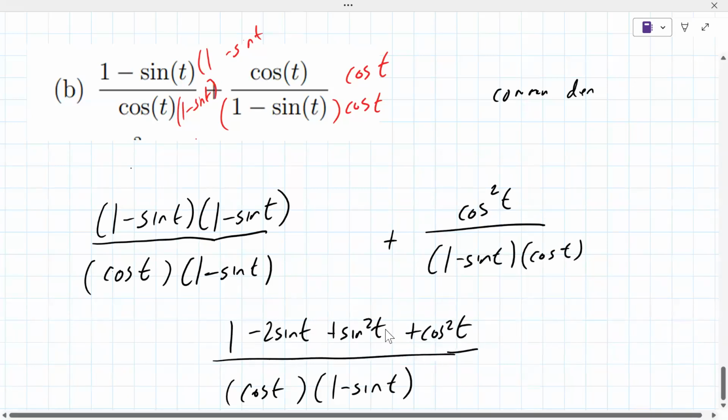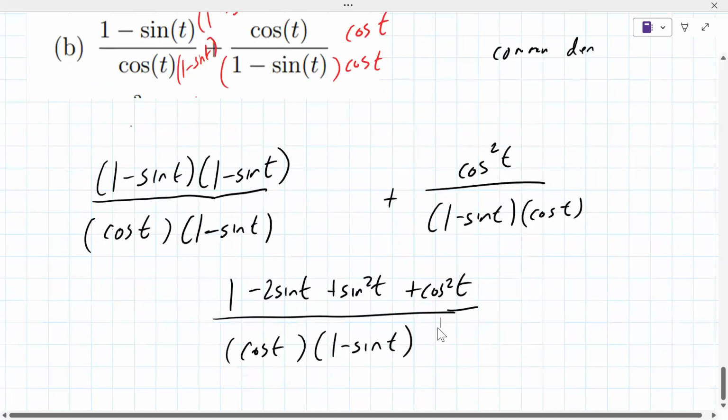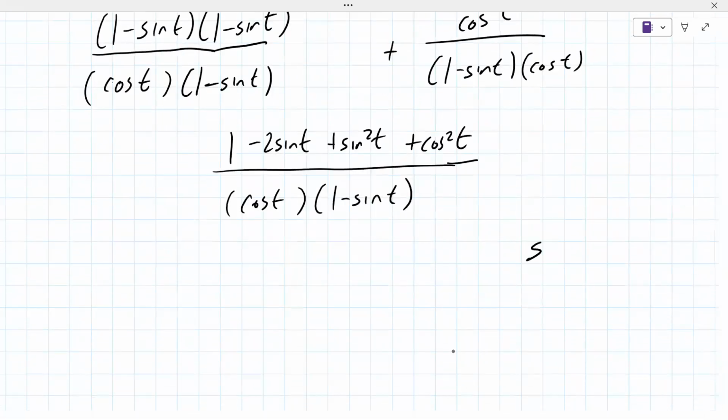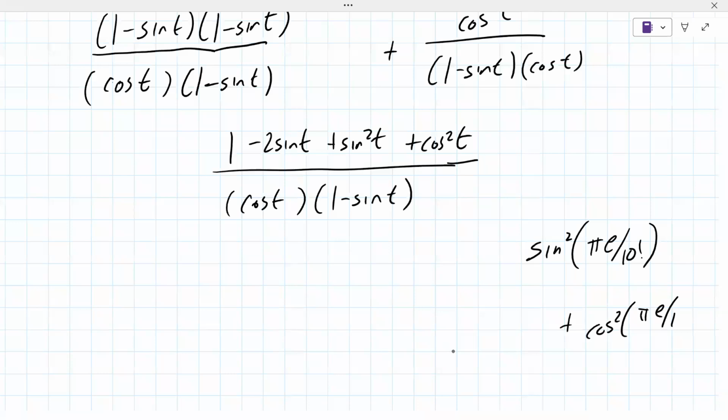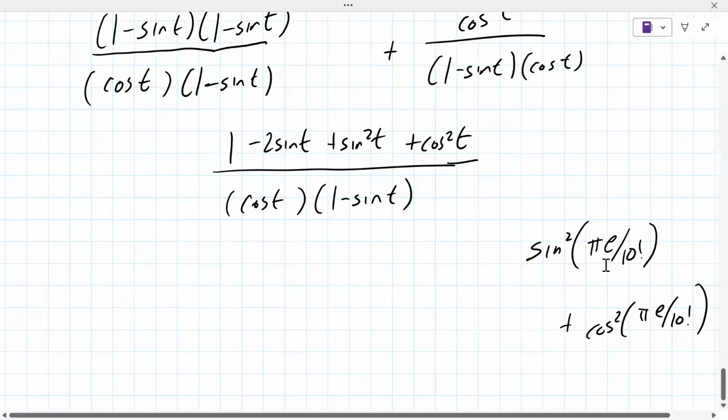As a student, you're supposed to recognize that, and use this one over and over again in physics, engineering, math. What is sine squared plus cosine squared? It equals 1. You can think of the worst thing in the world, sine squared of pi e divided by 10 factorial plus cosine squared of pi e divided by 10 factorial. As long as they're the same inside, it goes to 1. It could be 2t, t squared, it goes to 1.